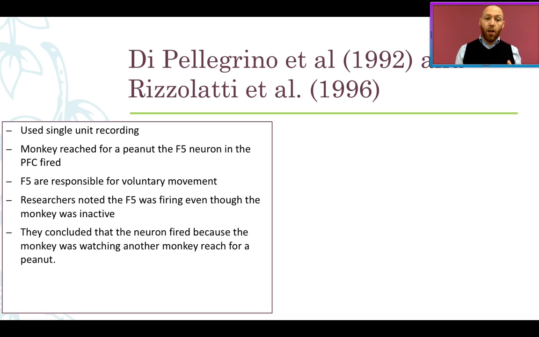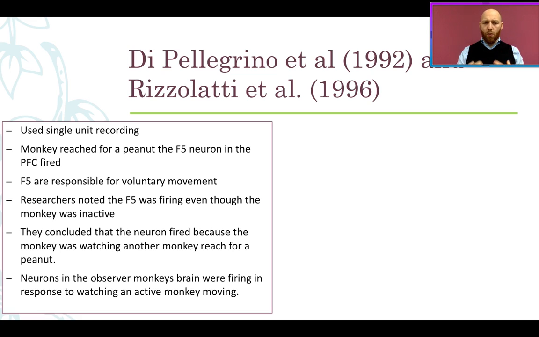They concluded that the neuron fired because the monkey was watching another, and then they developed this idea that the mirror neuron not only fires when you act, but also fires when you observe someone else acting.